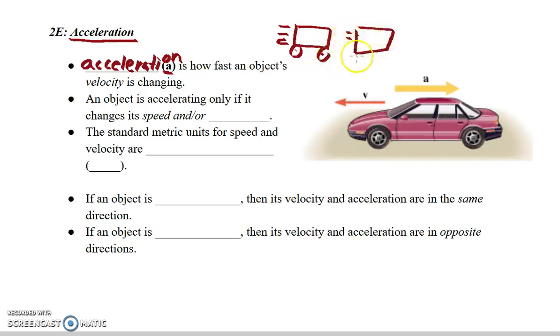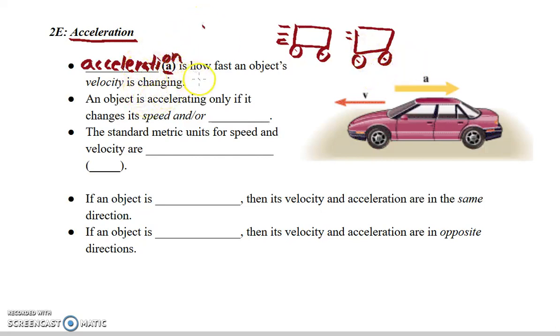Compare that to an object that's speeding up or slowing down more gradually. We would say it has a smaller acceleration. So again, acceleration is how that velocity is changing. Does that velocity change rapidly? Does that velocity change more gradually?